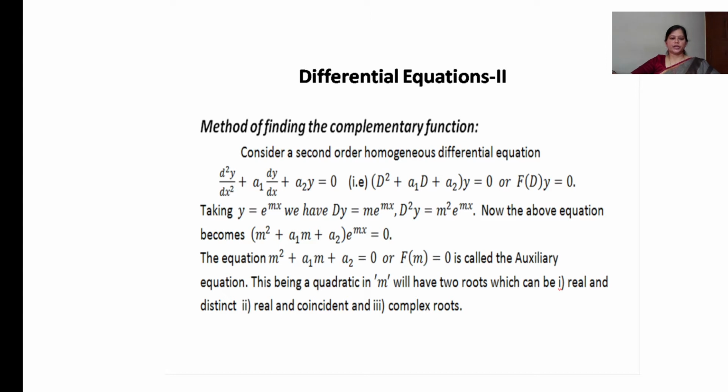Taking y is equal to e to the power mx, we have dy is equal to m into e to the power mx. That means we are differentiating y with respect to x once. Then d square y is equal to m square into e to the power mx. Here we are differentiating y with respect to x 2 times. Now the above equation becomes m square plus a1 m plus a2 into e to the power mx is equal to 0. The equation m square plus a1 m plus a2 is equal to 0, or f of m is equal to 0, is called the auxiliary equation.